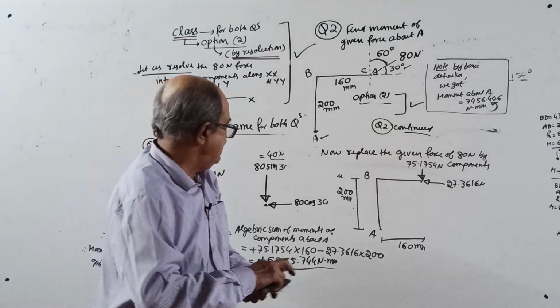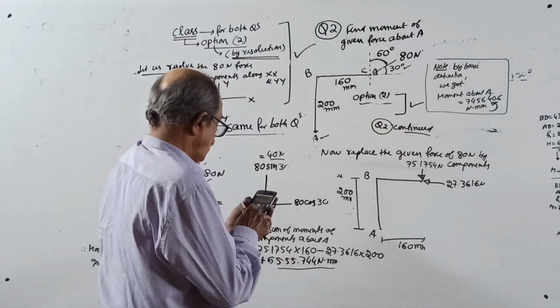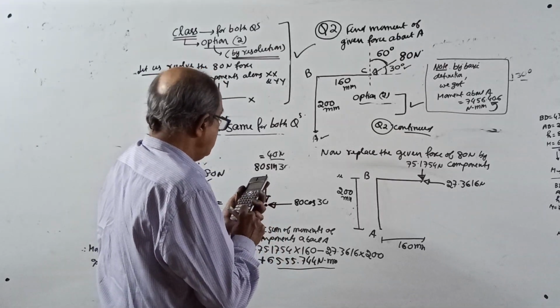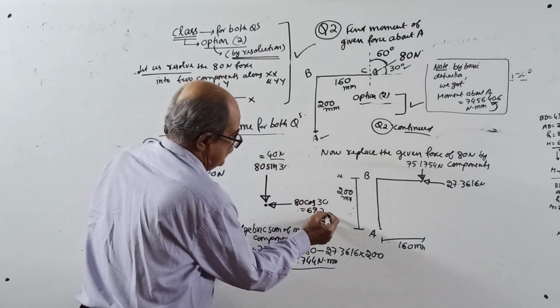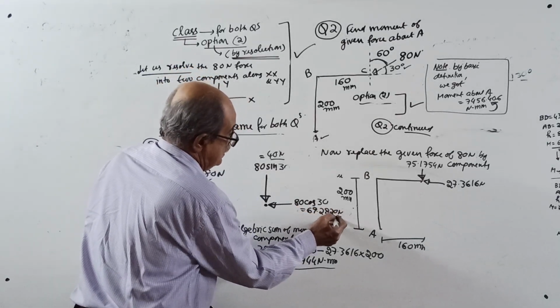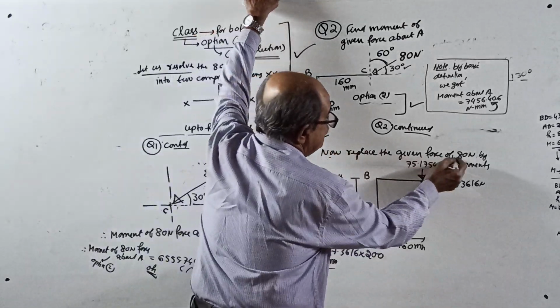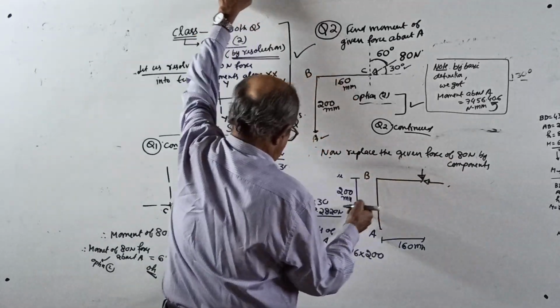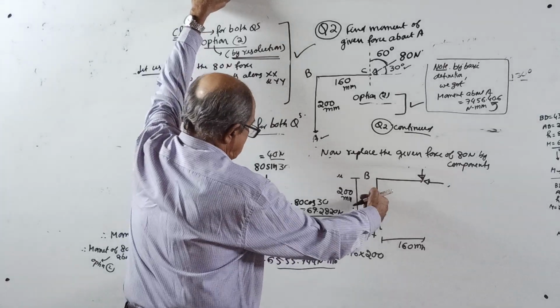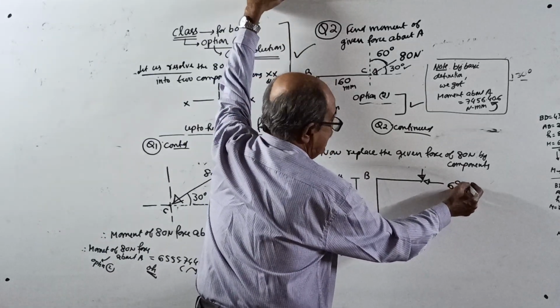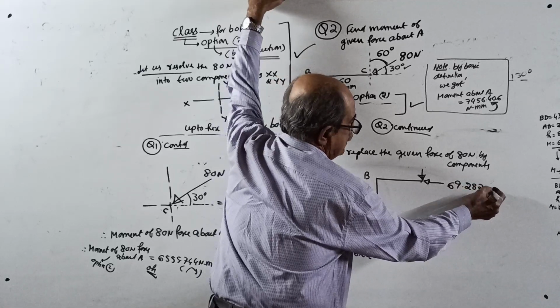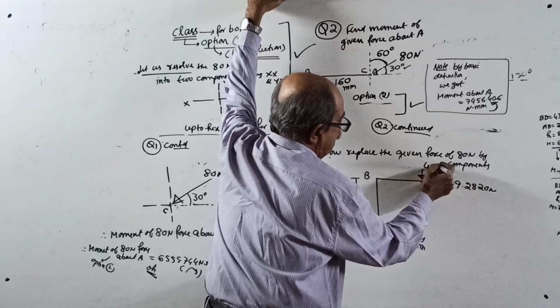Okay, I'll check once again. 80 into cos 30 is 69.2820 Newton. Therefore, now replace the given force system by second, I am doing the second question. Horizontal component of 69.2820 Newton, vertical component of 40 Newton.